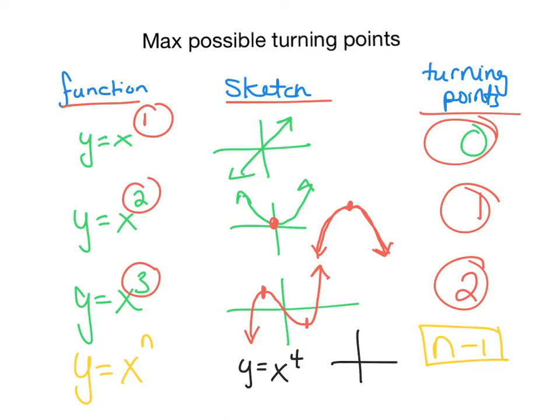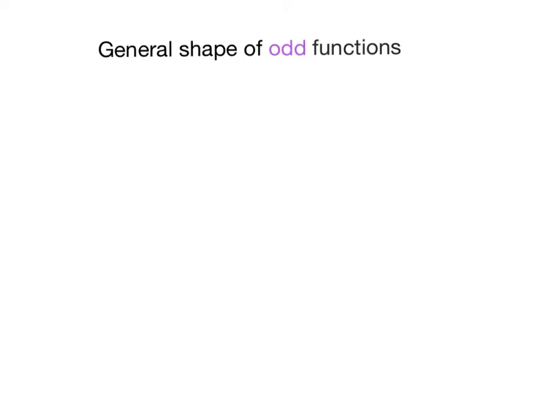But you will see some where it only changes direction 1 time, where it looks wider like this. But the maximum number of turning points would be 3.